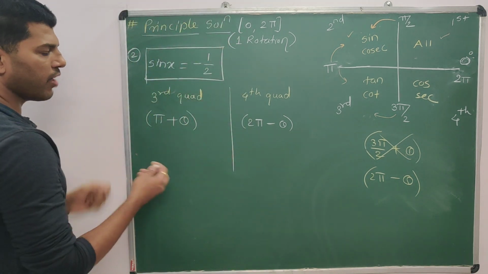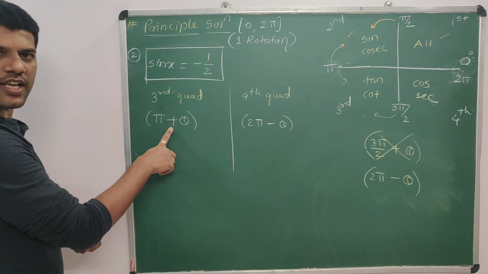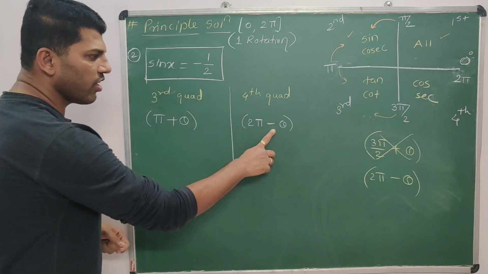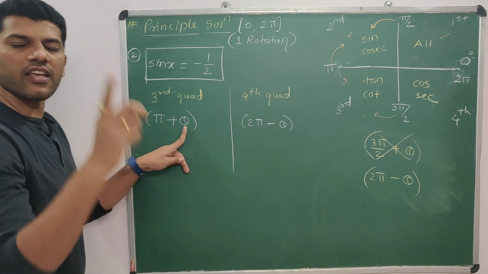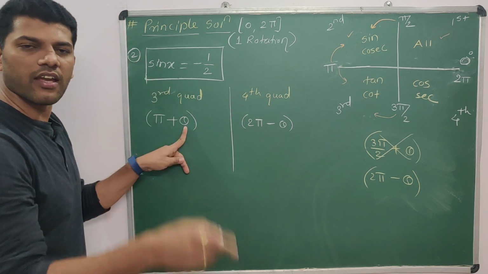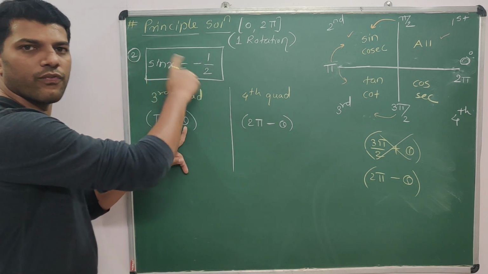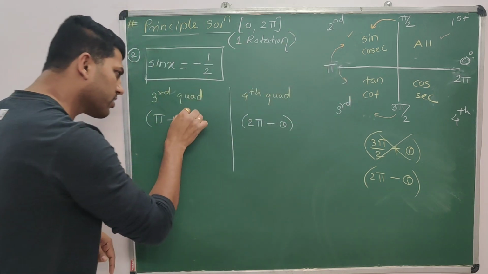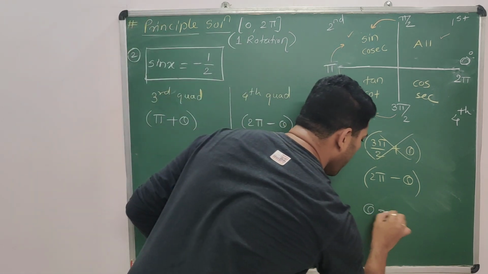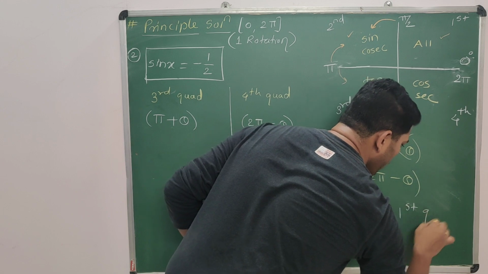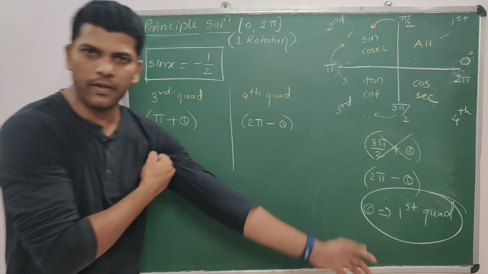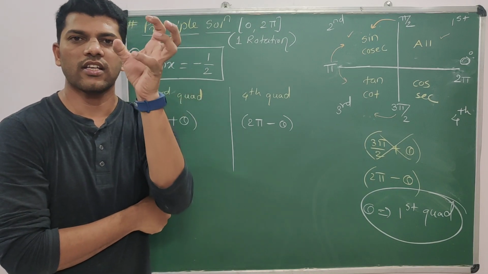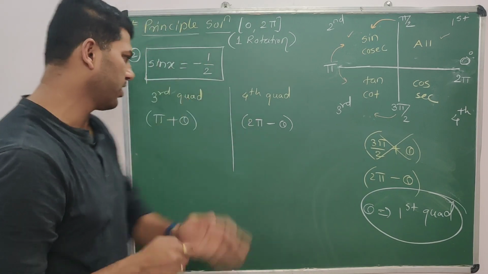Okay, then get back to the point. One solution lies in the third quadrant, the next solution lies in the fourth quadrant. But what is theta? Theta is the basic angle for this value from the first quadrant. Try to understand what theta is. In simple language, theta is the angle from the first quadrant. Not exact, but in simple language, that is what it is.